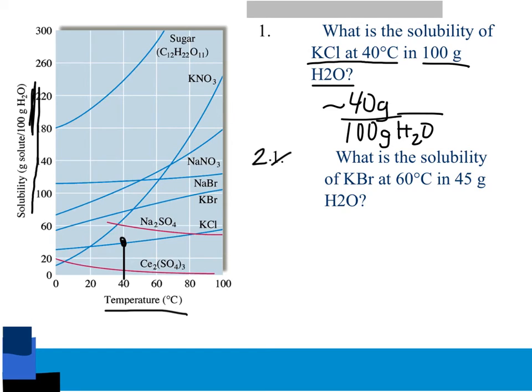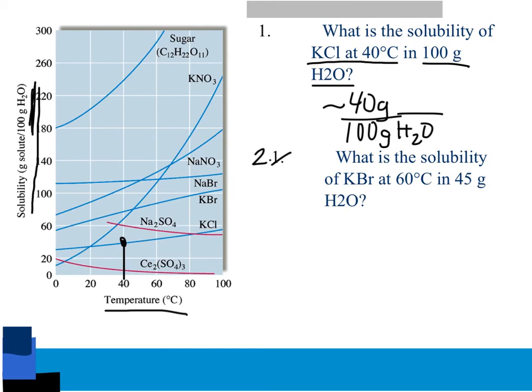Now question number 2 is slightly different. In question number 2, what is the solubility of KBr at 60 degrees Celsius in 45 grams of water? Now remember, if we look over here, the graph is based on 100 grams of water, not 45. So what we're going to do is find the value on the chart first, based on 100 grams of water. Then we're going to set up a proportion to find out what that would be equivalent to in 45 grams of water.